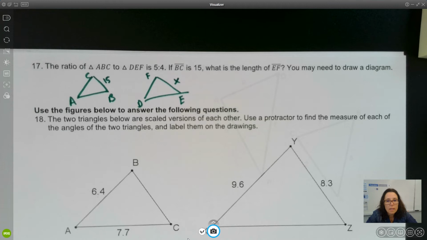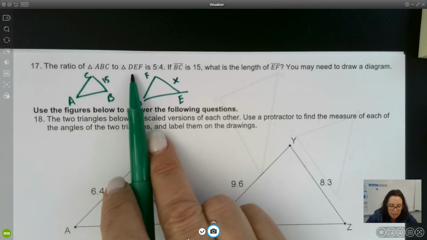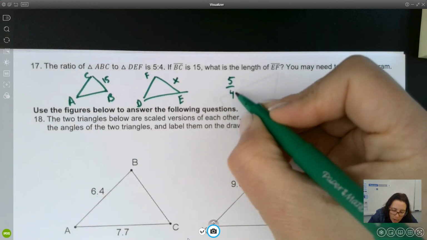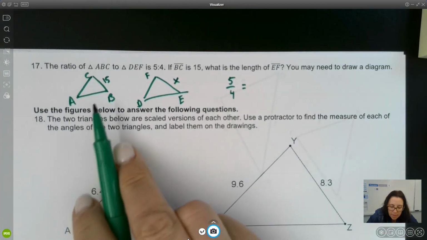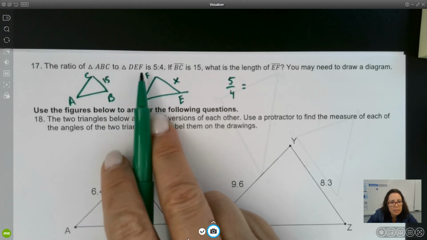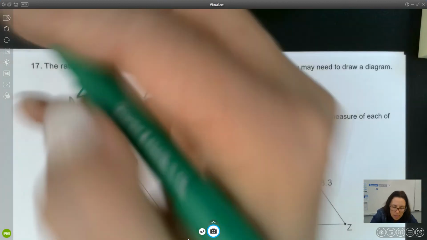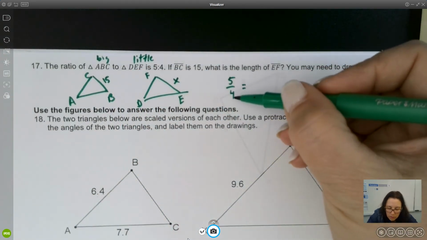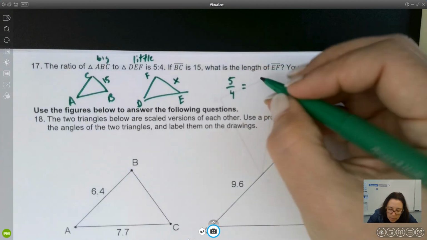All right, let me show you how we're going to do this problem. We are going to make a proportion. We've done these before. If we know that ABC to DEF is 5:4, we've got the big one on the top, the little one on the bottom. Don't go by the looks, but ABC goes with the 5 and DEF goes with the 4. That makes ABC the big and DEF the little, so we've got big over little. So BC goes with the big one.